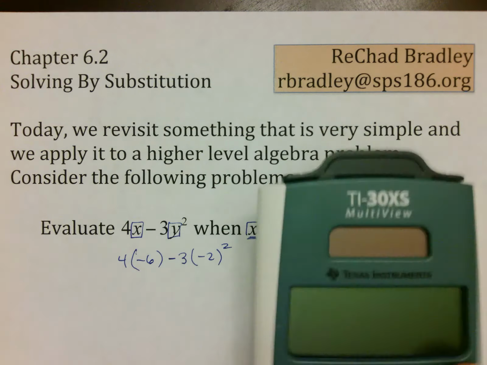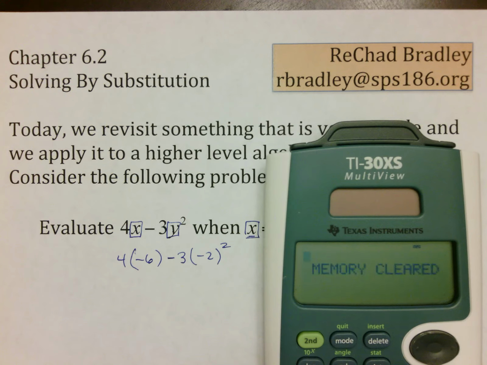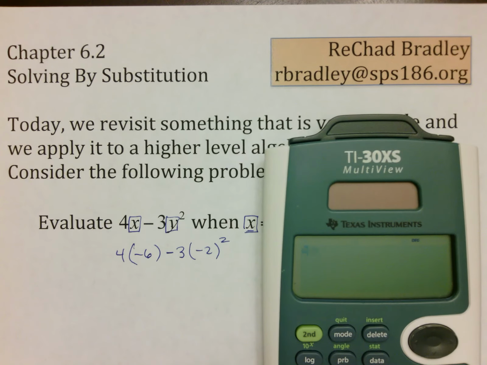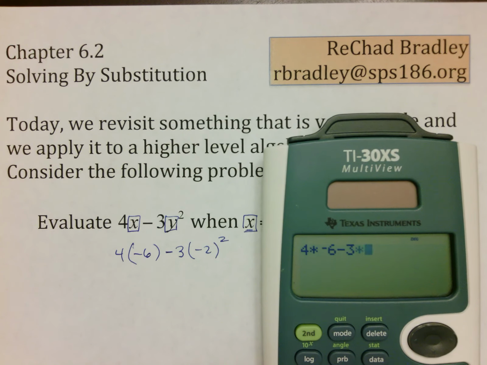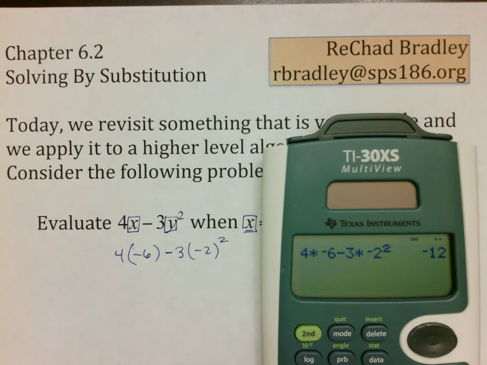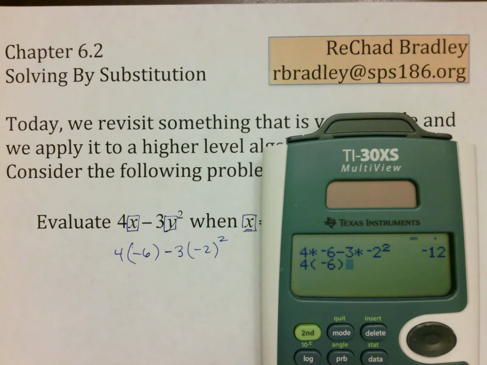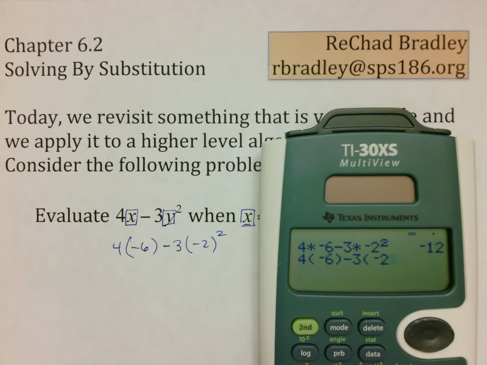I want to show you what most of you are still doing wrong, even though I've been trying my best to convince you to stop doing it. I don't think you care or even recognize it yet. But if you type 4 times negative 6 minus 3 times negative 2 squared, and again, this is what some of you choose to do, you get the answer of negative 12. But if you type it in exactly the way you see it, like I've been trying to tell you to do, which is 4 parentheses negative 6 close minus 3 parentheses negative 2 close squared, you get the answer of negative 36.